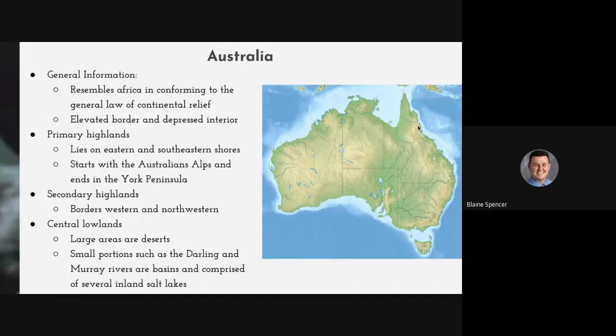Within the primary highlands over here on the east coast, it starts with the Australian Alps and then works its way to the York Peninsula. Right here we have the Australian Alps, this range right here. The secondary highlands, this region right here, border the western and northwestern parts of the continent.